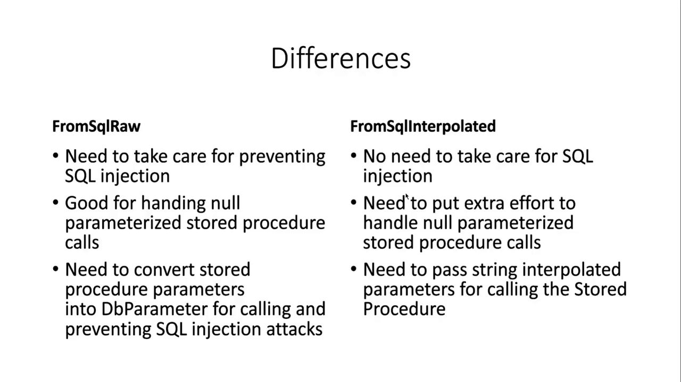The third difference is that we need to convert parameters into DB parameters for calling the procedure using FromSqlRaw. But if we use FromSqlInterpolated, then we need not convert the parameters into DB parameters. So let's move ahead to Visual Studio so that we can see the difference.